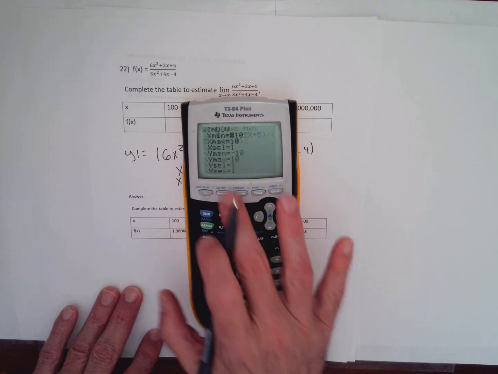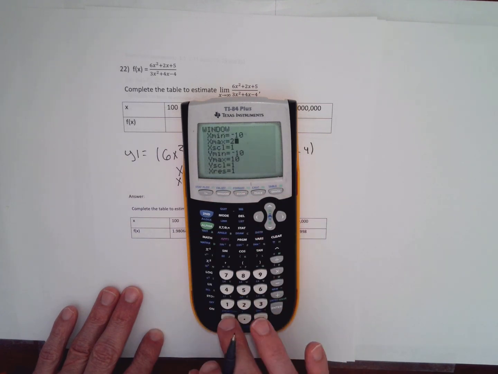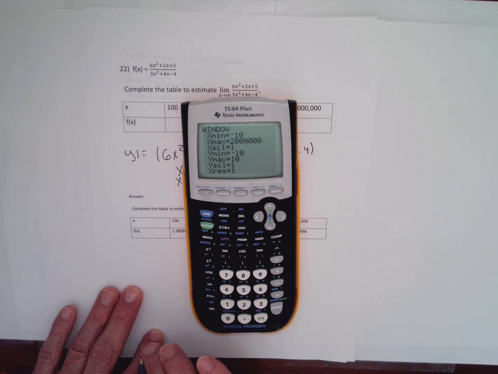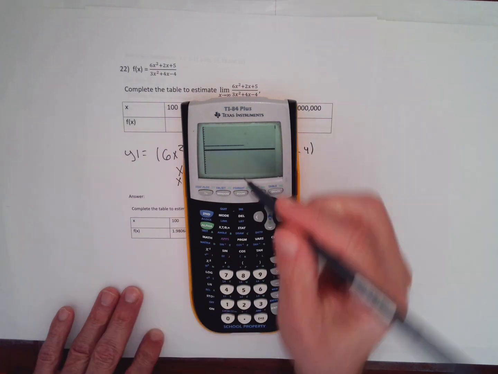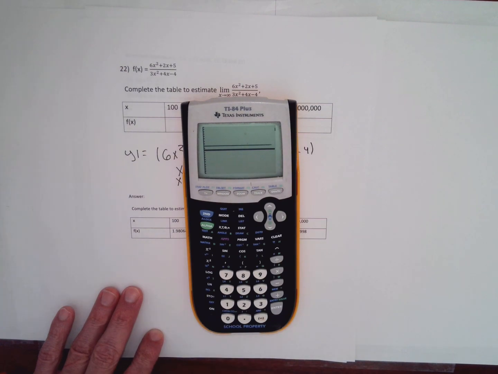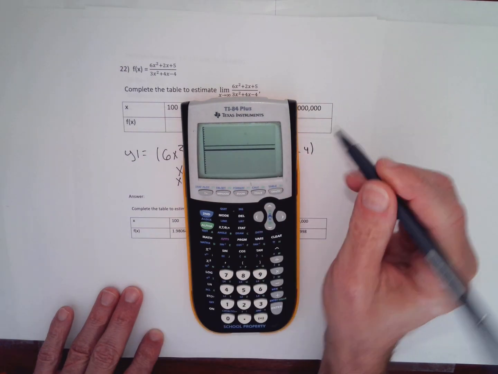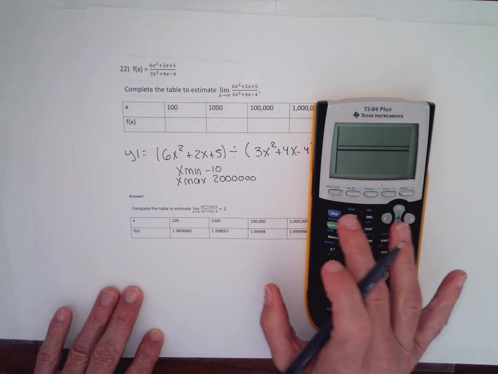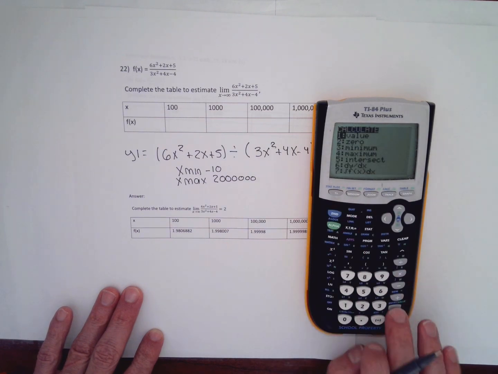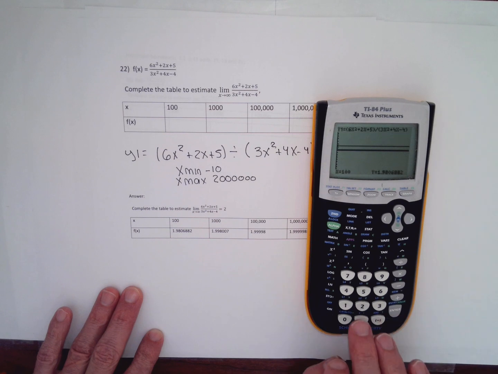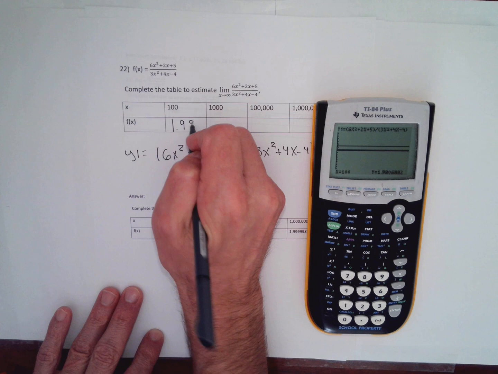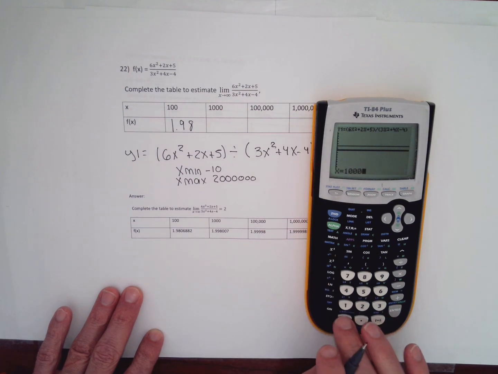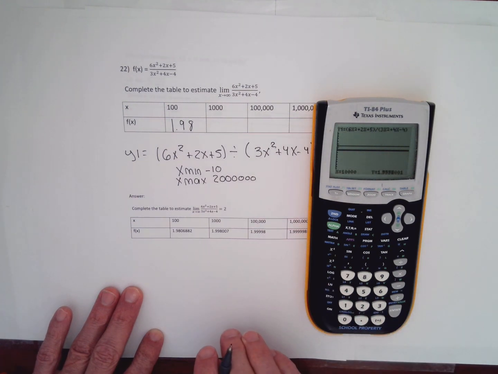Hit my window button. I don't really care much about the mins, but I need the max to be at least 1,000,000. Well, you could see now this graph is flattening out. The limit's going to exist. It's going to be whatever the y coordinate of that line is. Let me get some tables now. So second table, plug in 100. I'm just going to round to 2 decimals. To 2 decimals, I get 1.98. And then plug in 1,000. To 2 decimals, I already get 2.